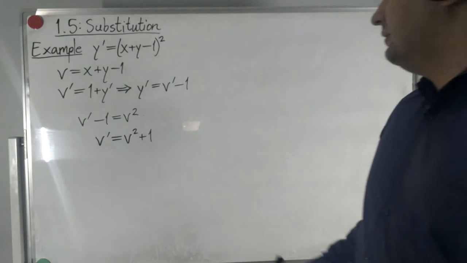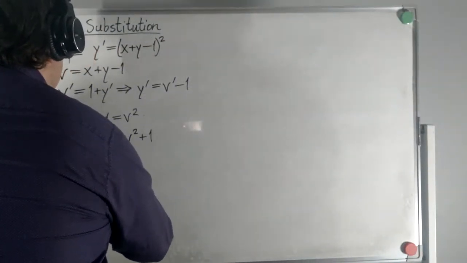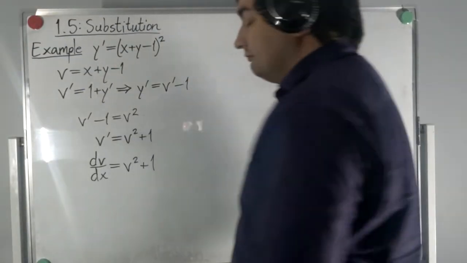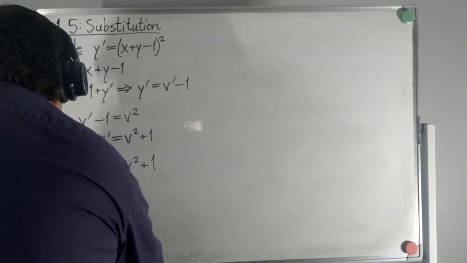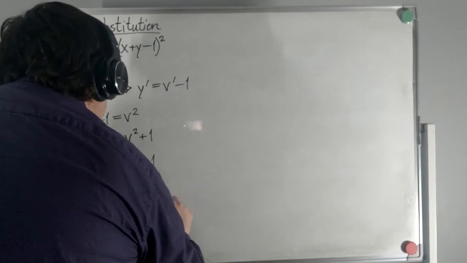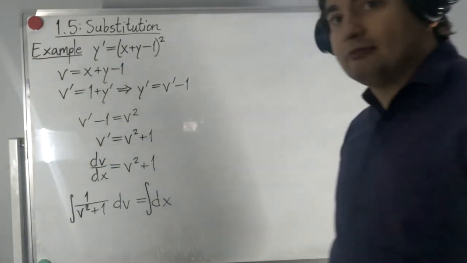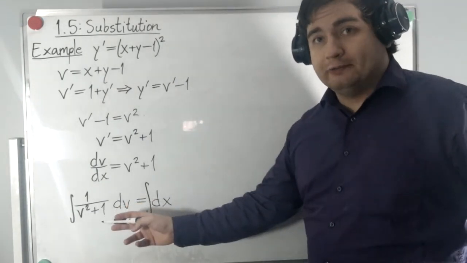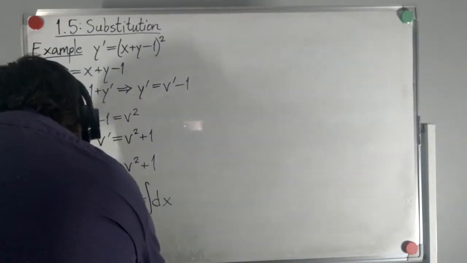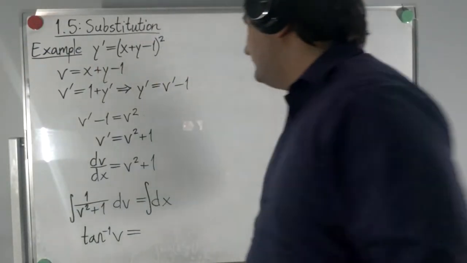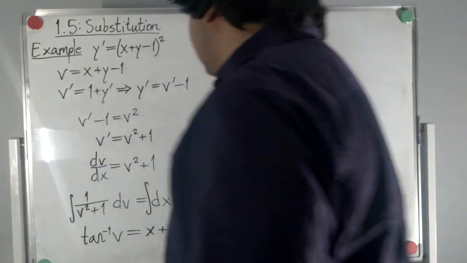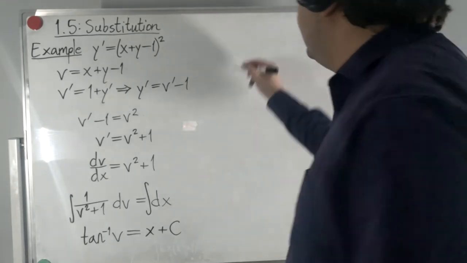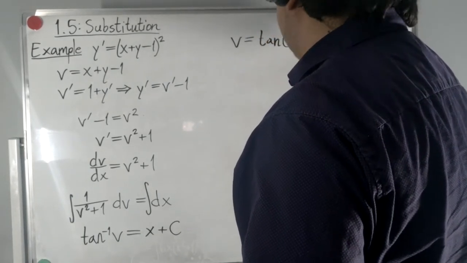That one is separable. So we can write this as dv/dx equals v squared plus 1. Divide both sides by v squared plus 1, and we'll get 1 over (v squared plus 1) dv equals dx. And then these are just two indefinite integrals set equal to each other. The left-hand side is the arctangent of v. Hopefully we remember that. The right-hand side is just, well, the antiderivative of 1 is just x, so this is just x plus c. In that case, v is going to be the tangent of x plus c.